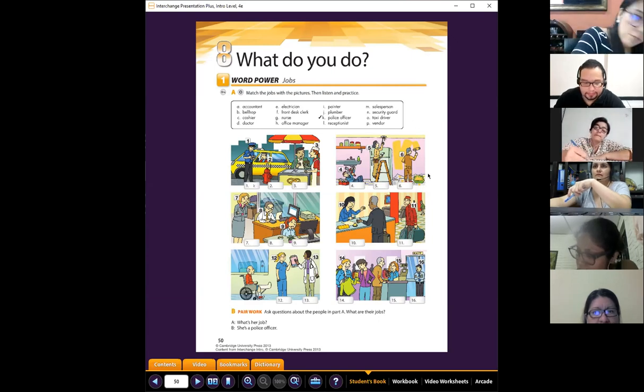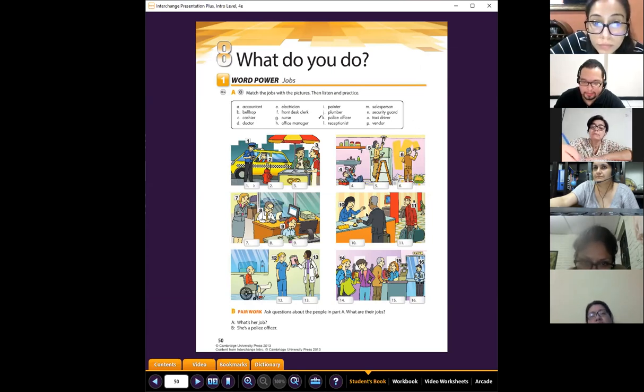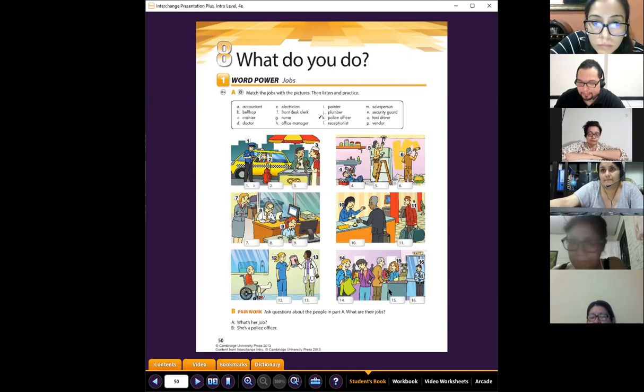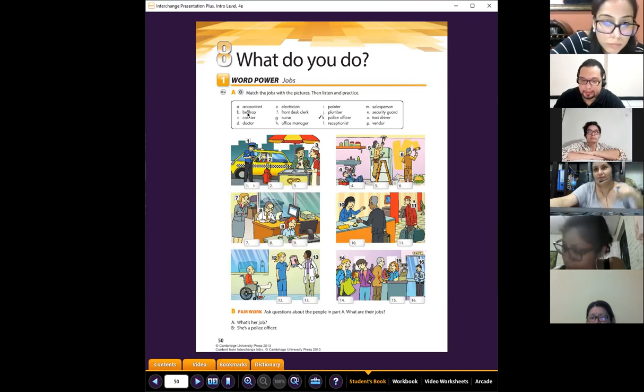Teacher. Aquí está front desk clerk. Y está receptionist. Están ambas. El front desk es como una recepcionista, pero más que todo es en hoteles. Ah, ok. Front desk clerk, recepcionista en hoteles. Okay. Bellhop, ¿qué es, teacher? Bellhop. Ah, botones.